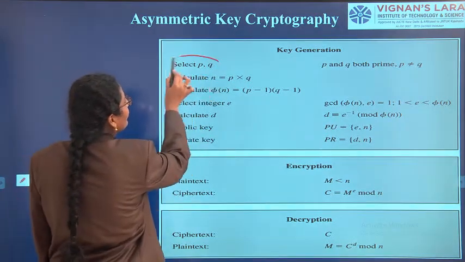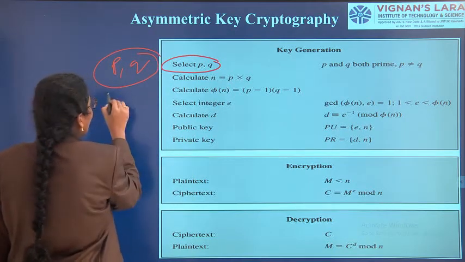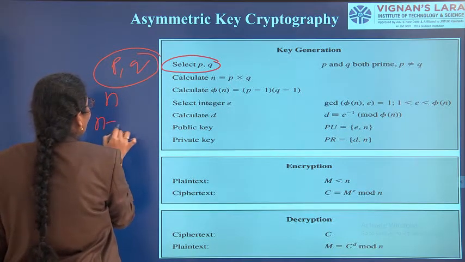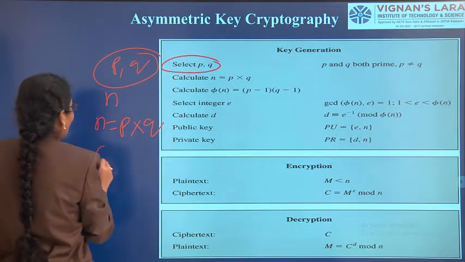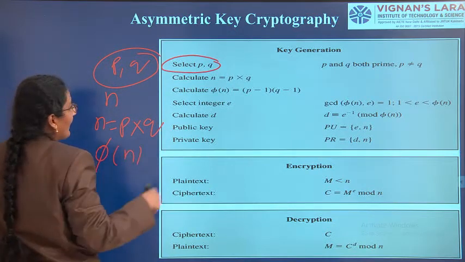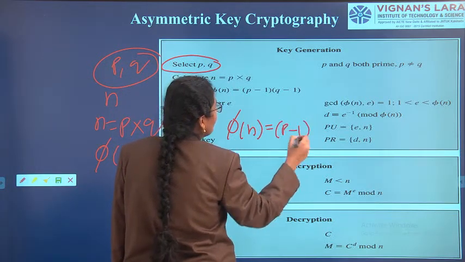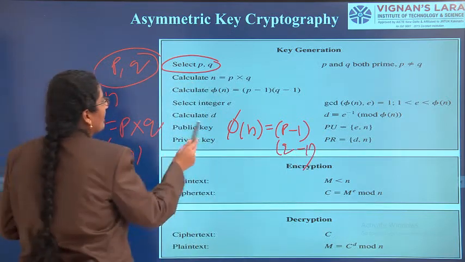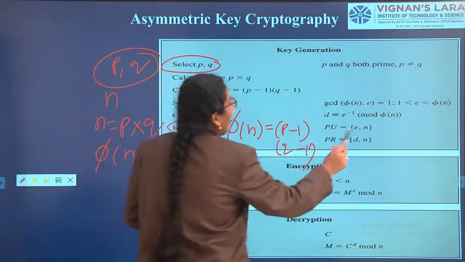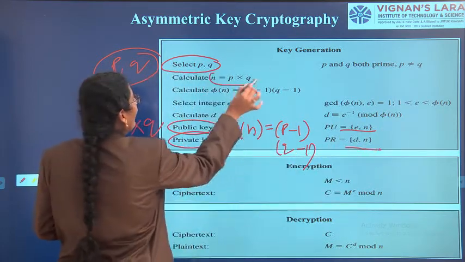You have to select two prime numbers P and Q. These are large prime numbers. You have to calculate the n value, n equal to the product of P into Q. Then you have to find the value of pi of n, which is nothing but (P minus 1) into (Q minus 1). So this is the key generation, and the public key is E comma n, the private key is D comma n. The n value you will obtain here.